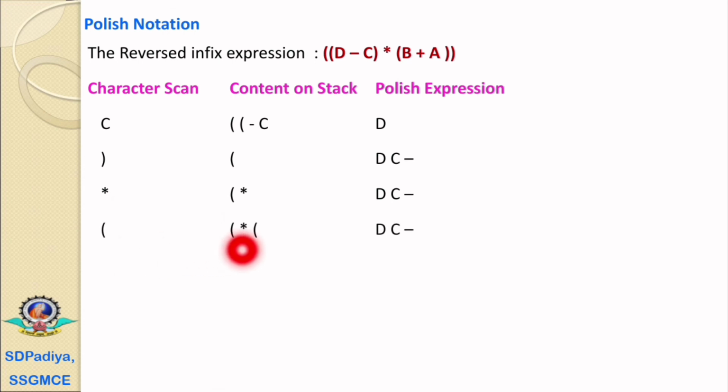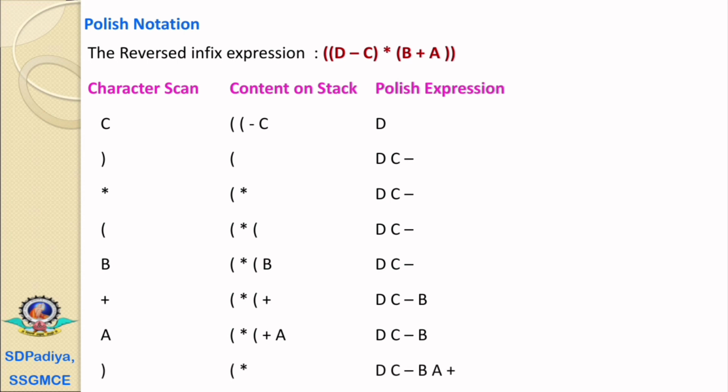Next is the open parenthesis, we write it on the stack. Next is capital B, an operand, so we write it on the stack. The next is plus, that is an operator, and if an operator then we pull the previously scanned operand from the stack to the expression, that is capital B. Next is capital A, that is an operand, so we write it on the stack. The next is a close parenthesis, so we pull all the contents from the stack to the expression after its particular open parenthesis. Therefore, we have pulled the capital A and plus.